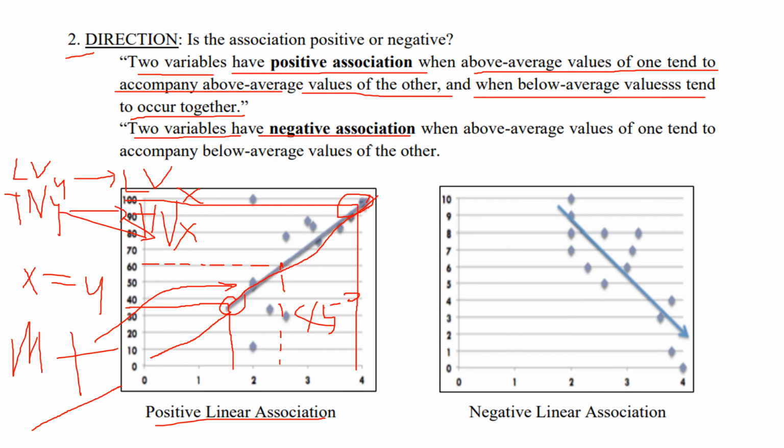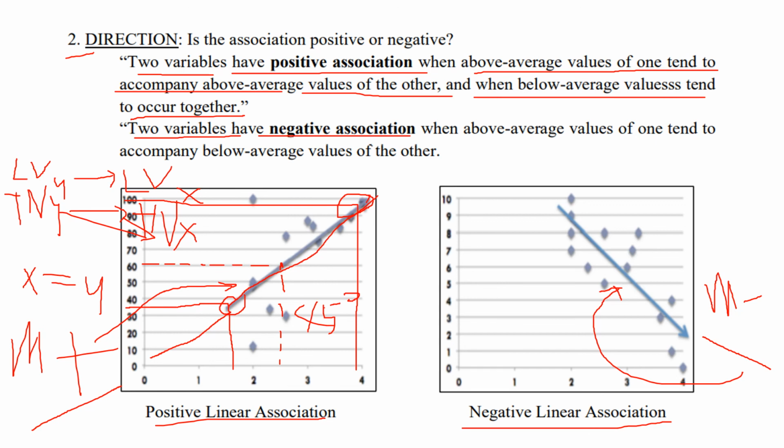Now, dealing with your negative linear association, in your analytic geometry, when your slope is negative, then your line falls from left to right. So as you can see in this figure, your line falls from left to right. So the direction of your line falls from left to right.